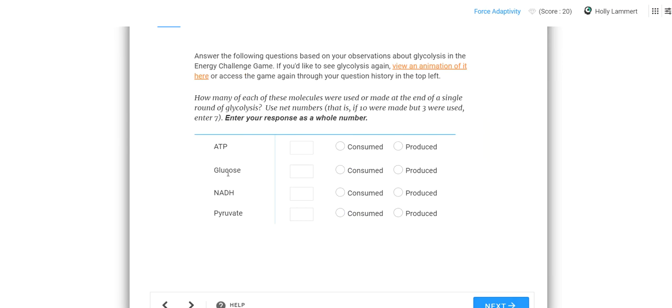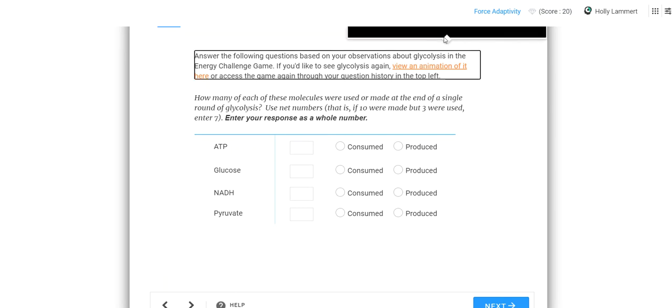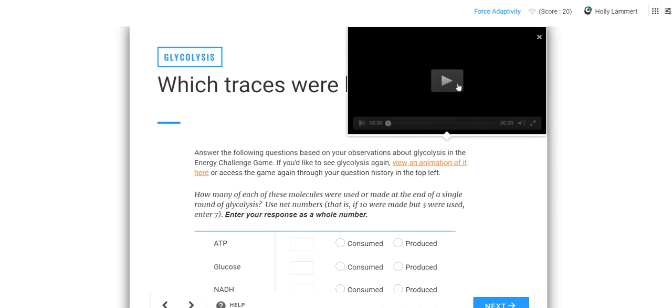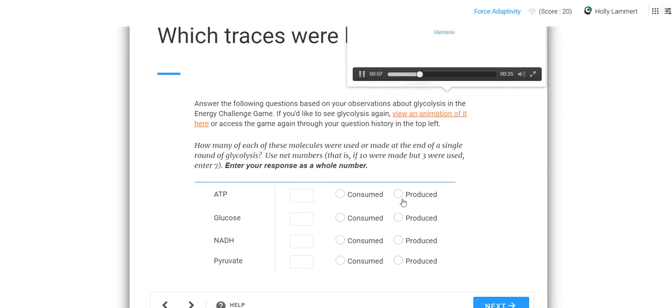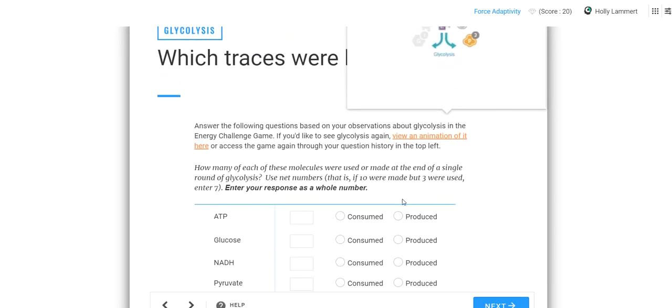All right, so here we go. Answer the following questions based on your observations about glycolysis in the energy challenge game. If you'd like to see it again, we can watch it again. But let's see. Okay, yeah, so now we have to look quantitatively. We're going to see how many of each were formed, and we have to do some math. So if 10 were made and 3 were used, that would be 7. Okay, so let's watch it one more time and we'll keep track here. And we're looking specifically at ATP, glucose, NADH, and pyruvate.